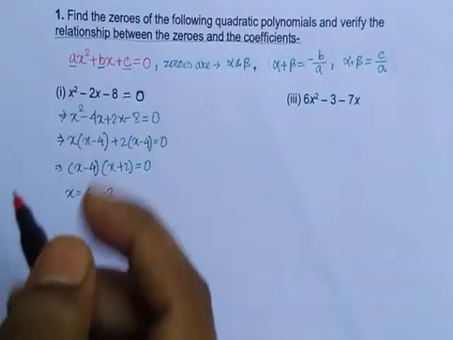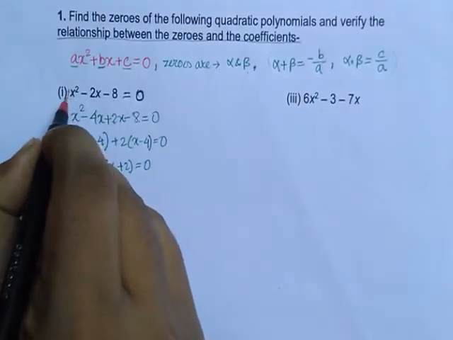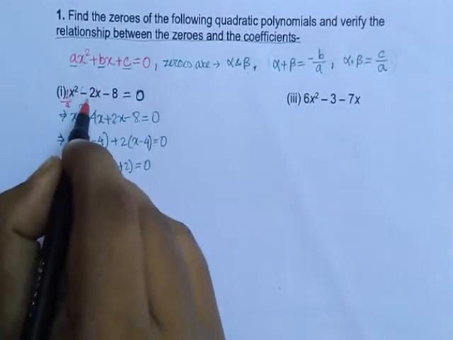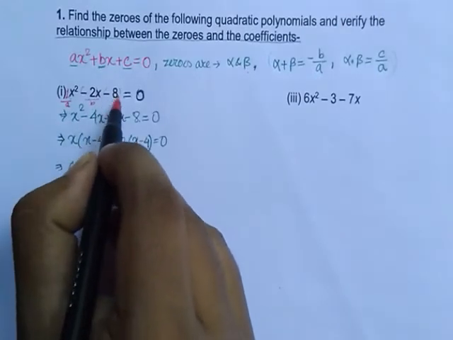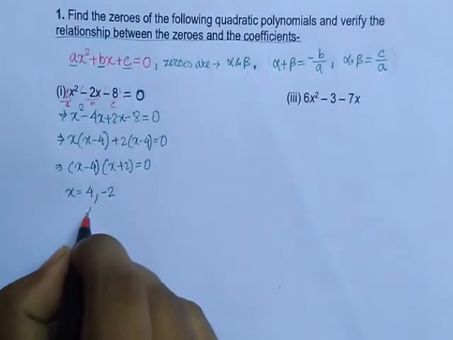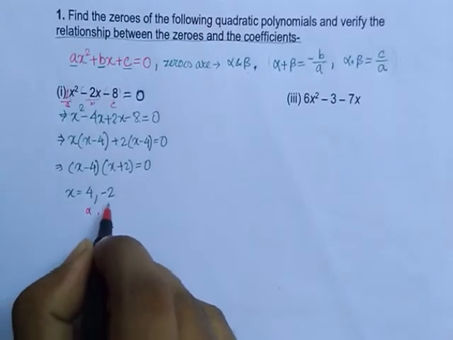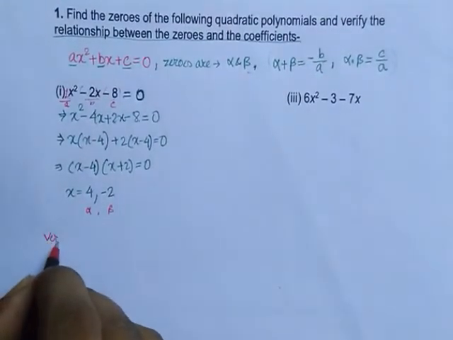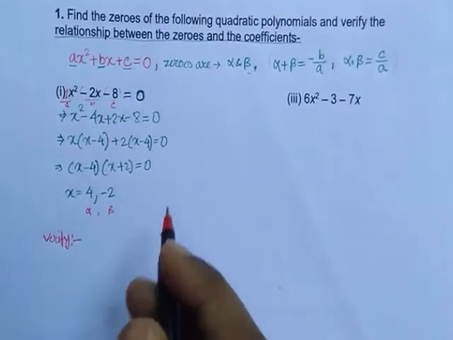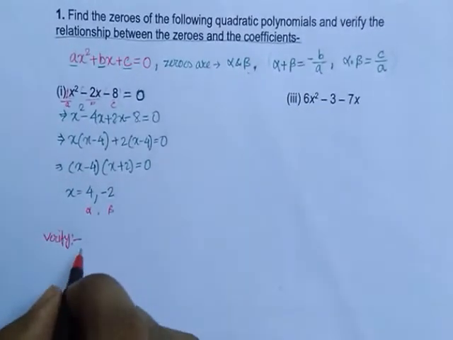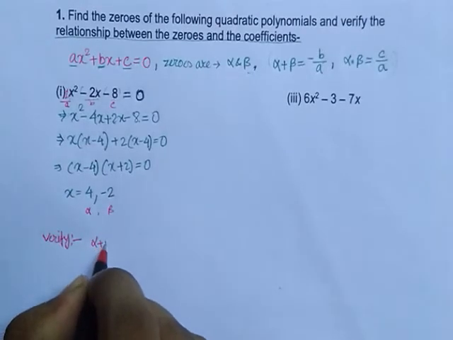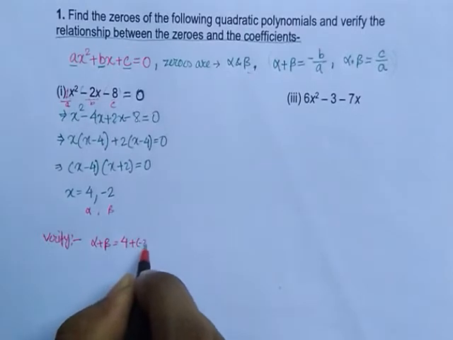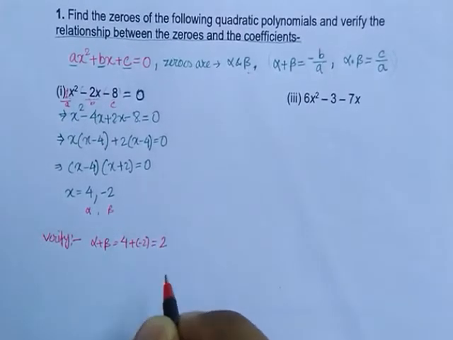Now in this polynomial, we can see that here we can write 1, so value of a is 1. We can write minus 2 as b and minus 8 as c, and here 4 is alpha, that is the first zero, and minus 2 is beta, the second zero, the two zeros. Now verification, we are taking the first condition. First condition, left hand side is alpha plus beta. Let's add the two roots, 4 plus minus 2, that is equal to 2.